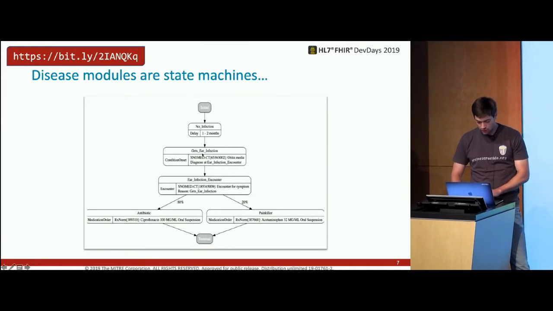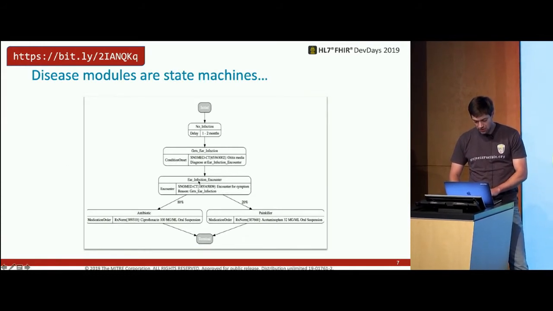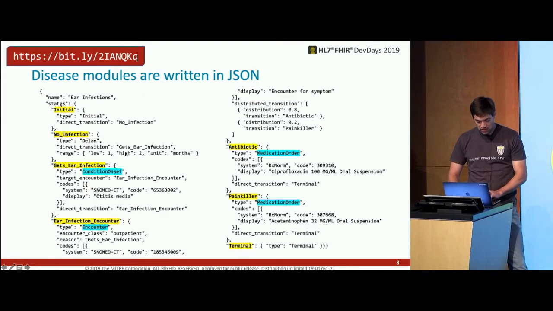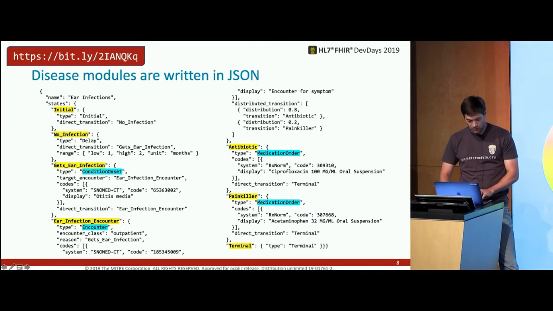This one is no ear infection, gets ear infection. There's an ear infection encounter. And then you can see they match up. Here's the initial state, the no infection, gets ear infection. And the other thing I have highlighted here is this blue. And this is the type of state.